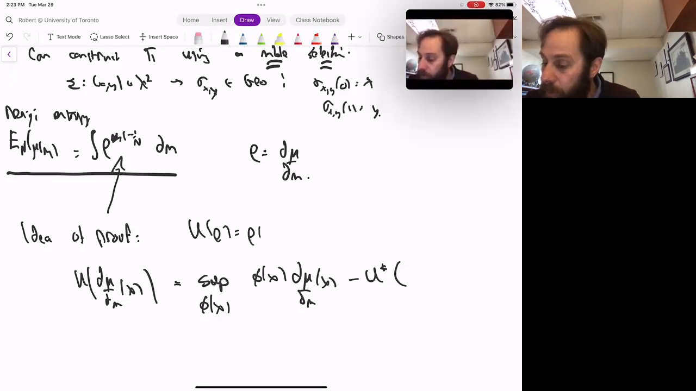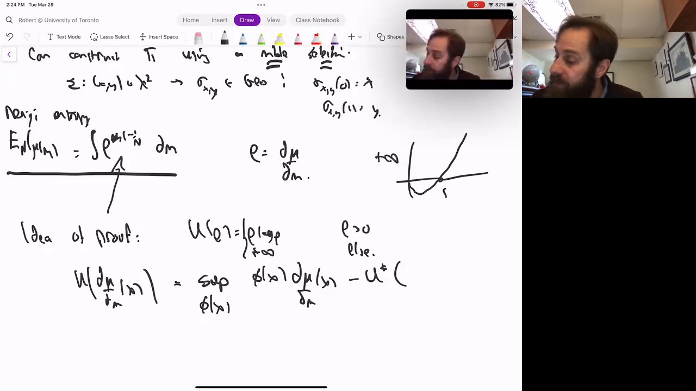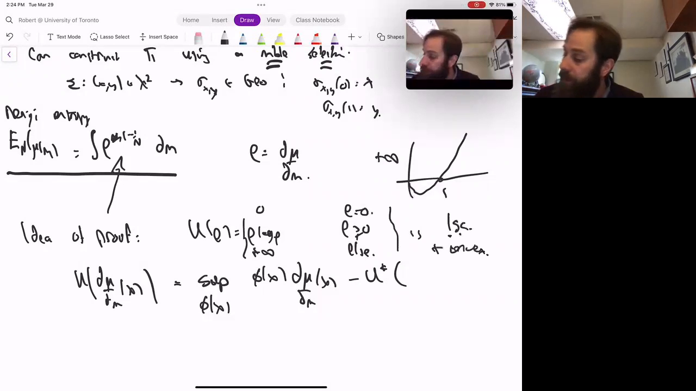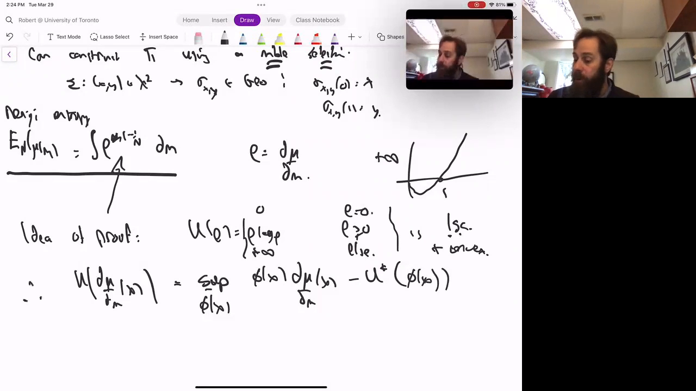u of rho equals rho log rho. If you remember what that looks like, it looks like this. It's plus infinity over here. Maybe I should define it to be 0 at 0. It's lower semi-continuous and convex. And so that means that it is itself the Legendre-Fenchel transform of its Legendre transform. And so I have this formula pointwise.